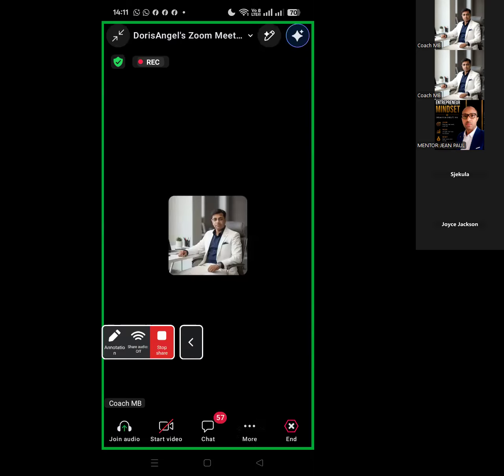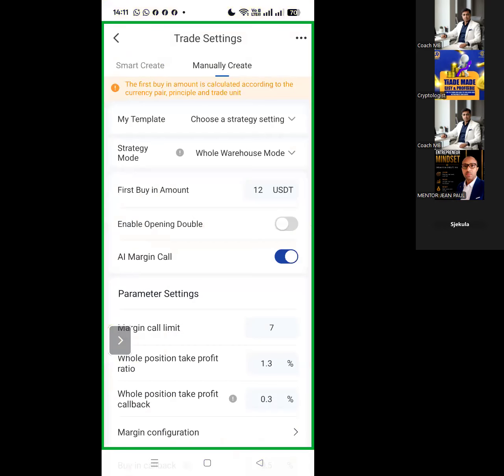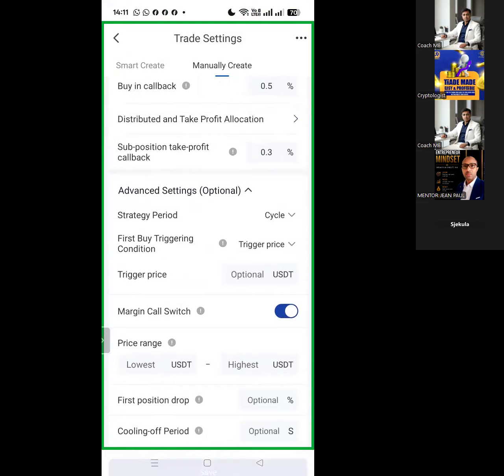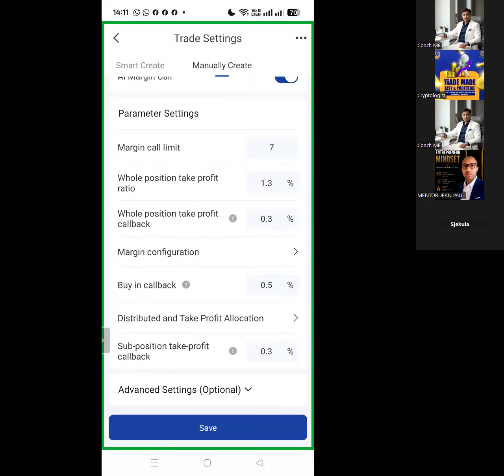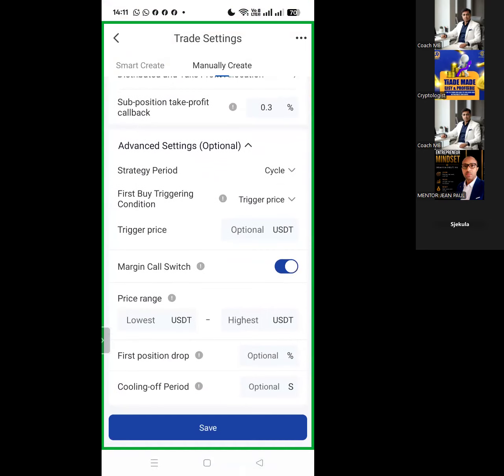I hope you are in the session. The Samsung phone question that was asked. Okay, so let me quickly answer it for you. And you asked about this, the first position drop. Okay, this one.